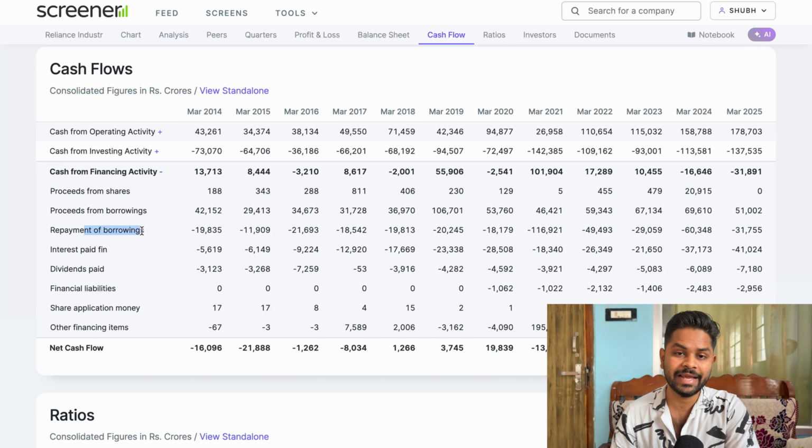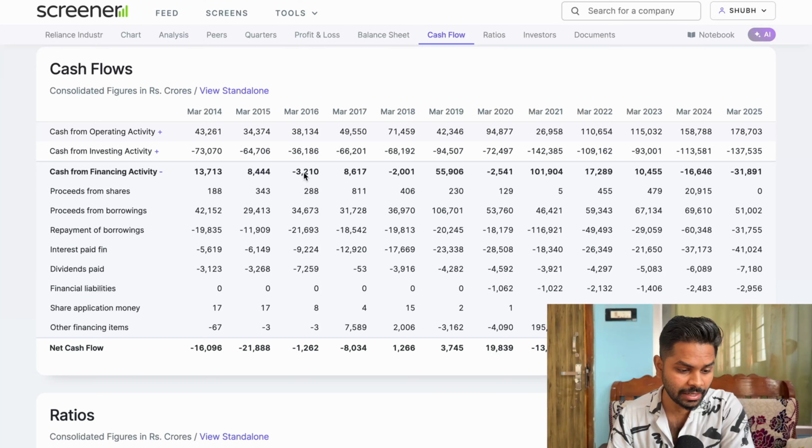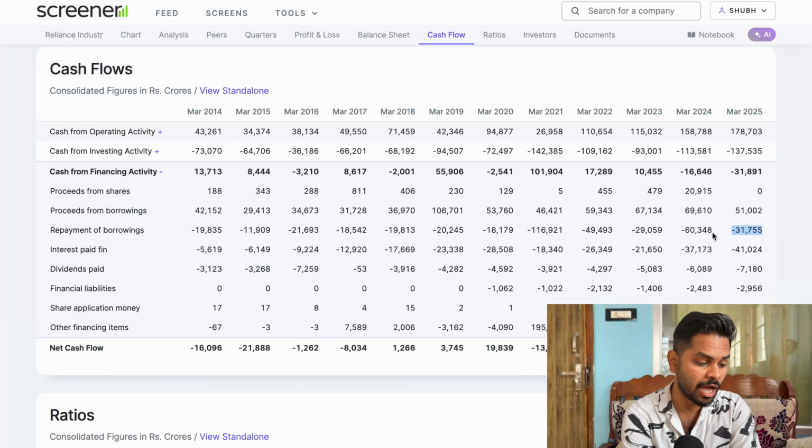Repayment of borrowing, they have paid back whatever loan they took, right? Last year it was 6348, this time it is 31755. So if they repay the borrowing, the money will go out. When the money goes out, it will be in minus, right? Last time they paid 6348, this time they paid 31755. Remember, money went out, that's why they have represented it in minus, right? It is because the money went out.